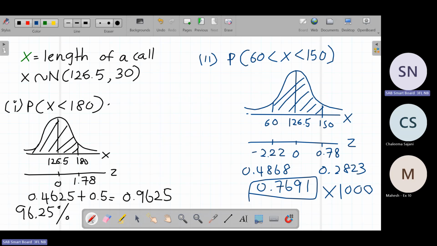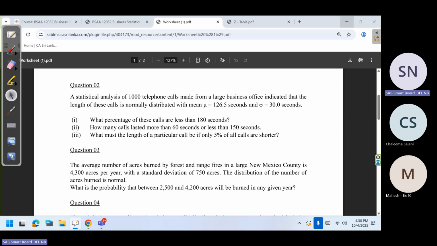Then read the Roman number 3. Okay. Then read the third point. Here it asks what? Roman number 3: the question gives the probability, and you need to write down the length of the cone. The question says, what must the length of a particular hole be if only 5% of all holes are shown?